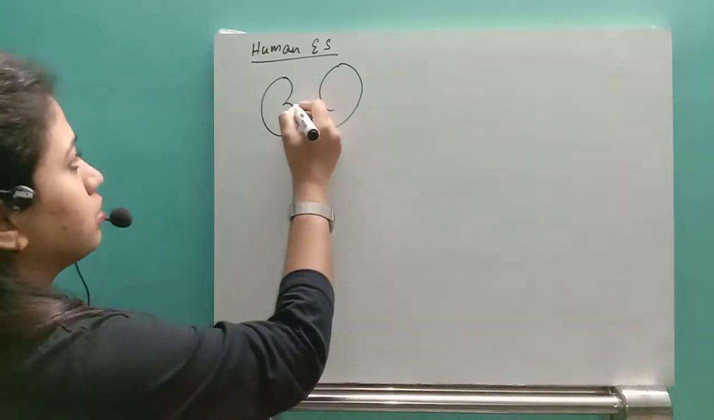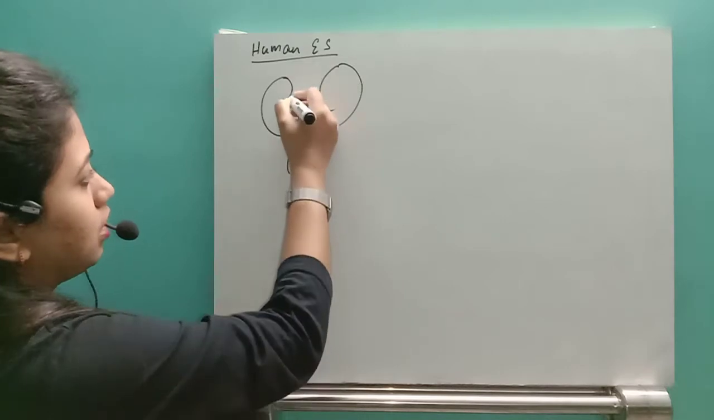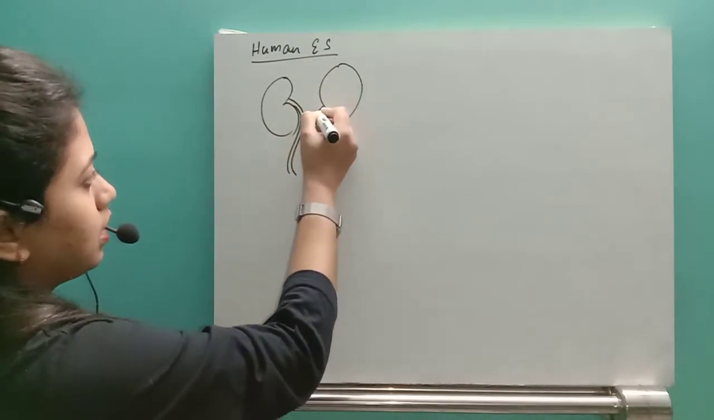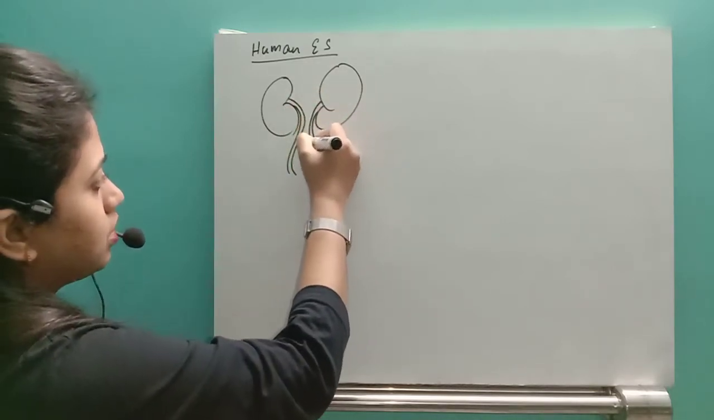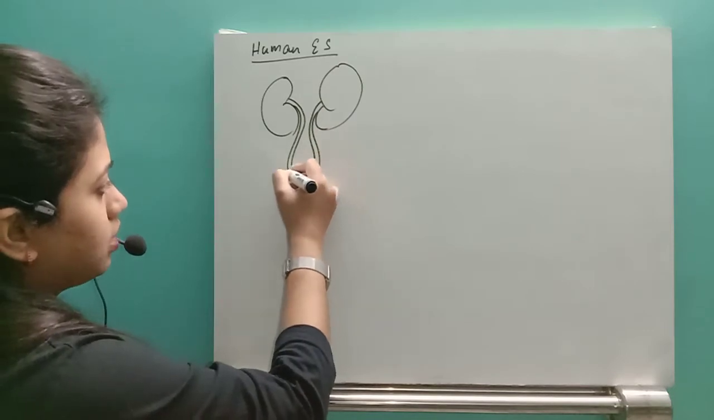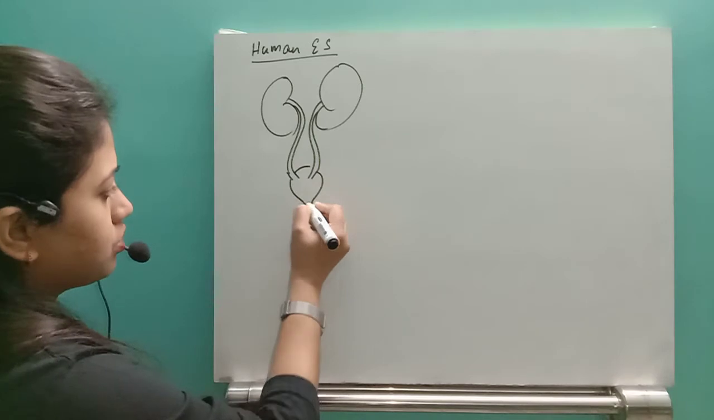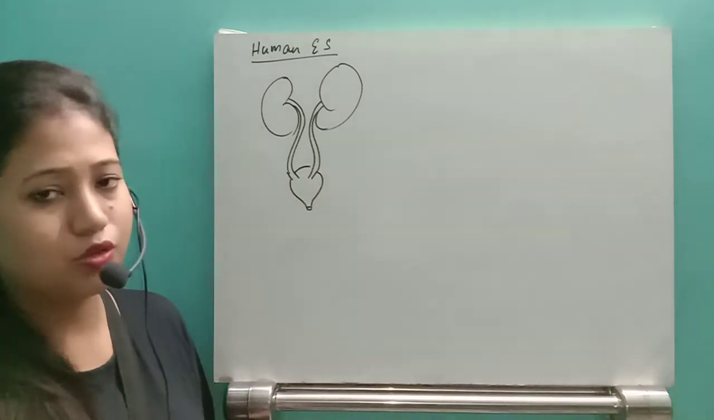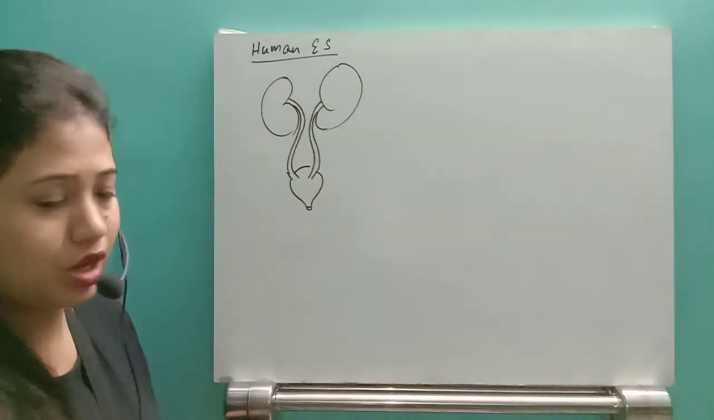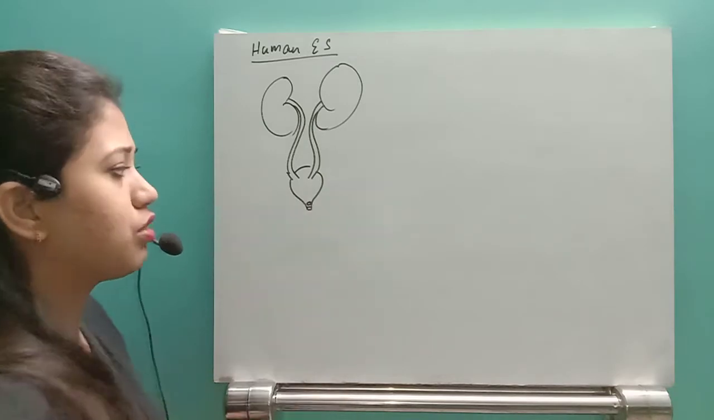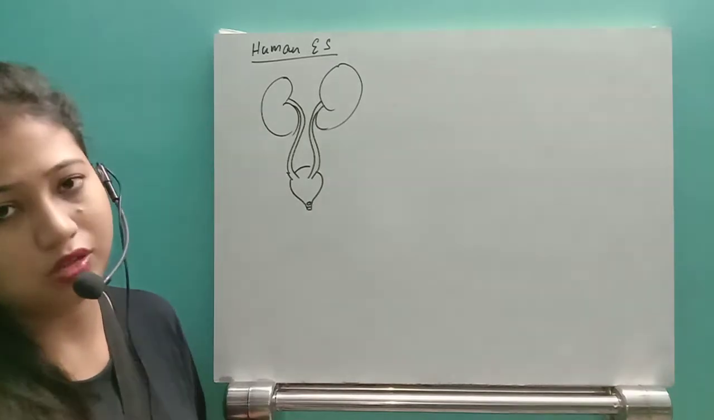Next, from both the kidneys a tube comes out that carries the waste product, that is the urine, and then it is stored in the structure called the urinary bladder. From the urinary bladder, the urethra will take the waste product outside.